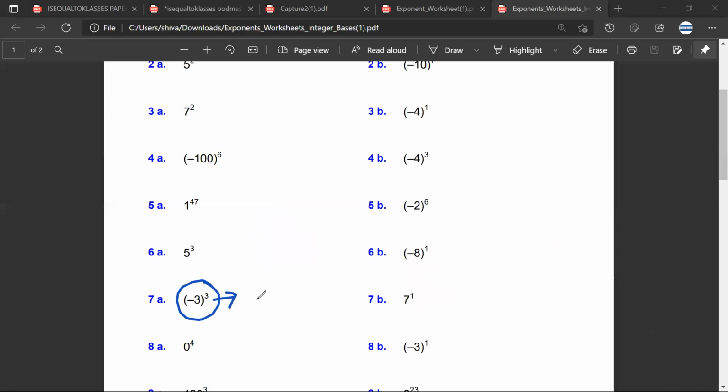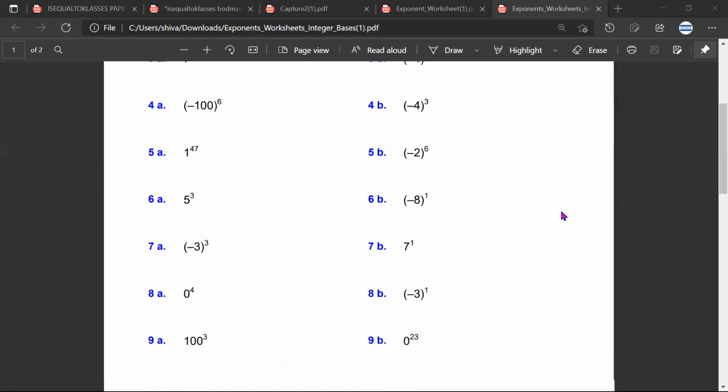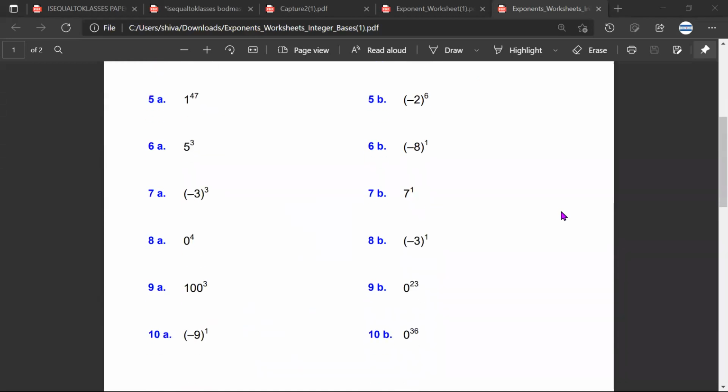It will be negative. See, once I know it is negative, I just multiply these 3. 3 threes are 9, 9 threes are 27. This is my final answer. Sarthak, any doubt? No, sir. What would be the answer for 7th B? So answer will be 7. Shabash.